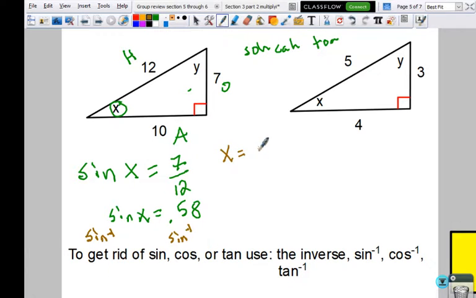And it's going to equal sine inverse of 0.58. I'm not dividing, I'm just doing sine inverse on both sides, because what it does is they cancel out. Sine and sine inverse cancel out, and they're gone. But on the right side, it's 0.58, right? So I'm going to do sine inverse of 0.58.